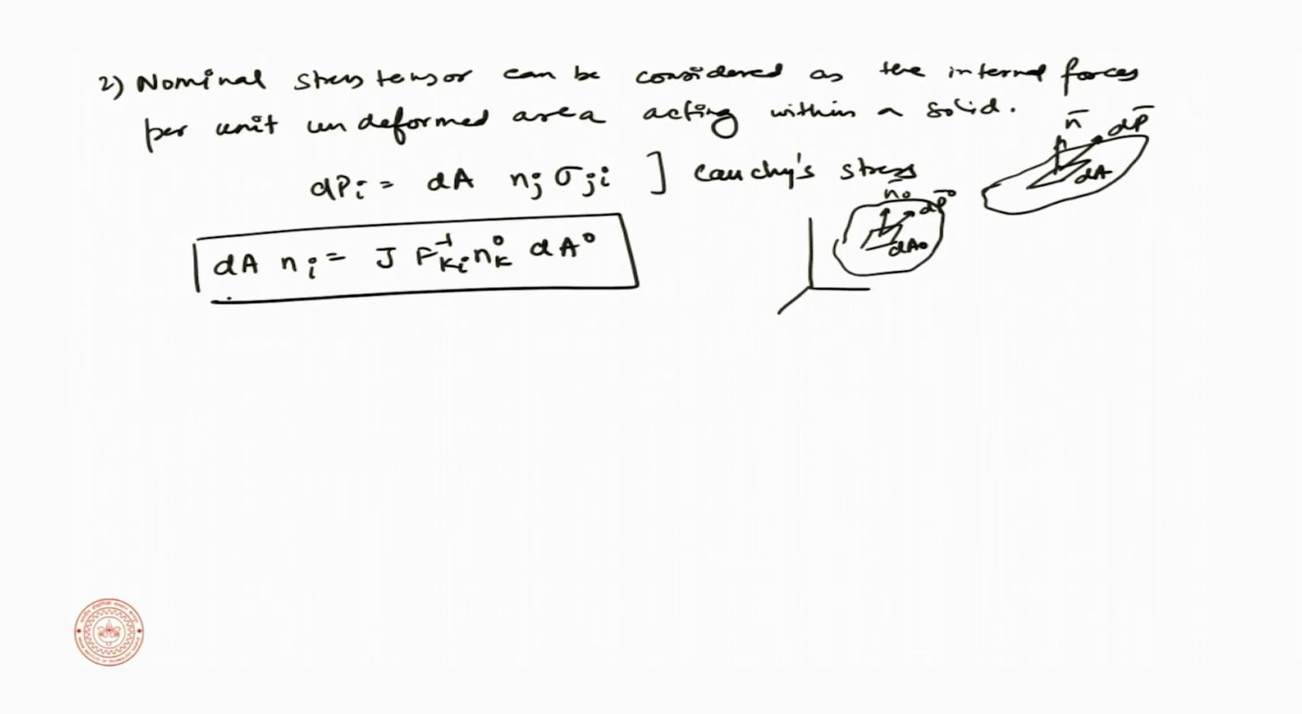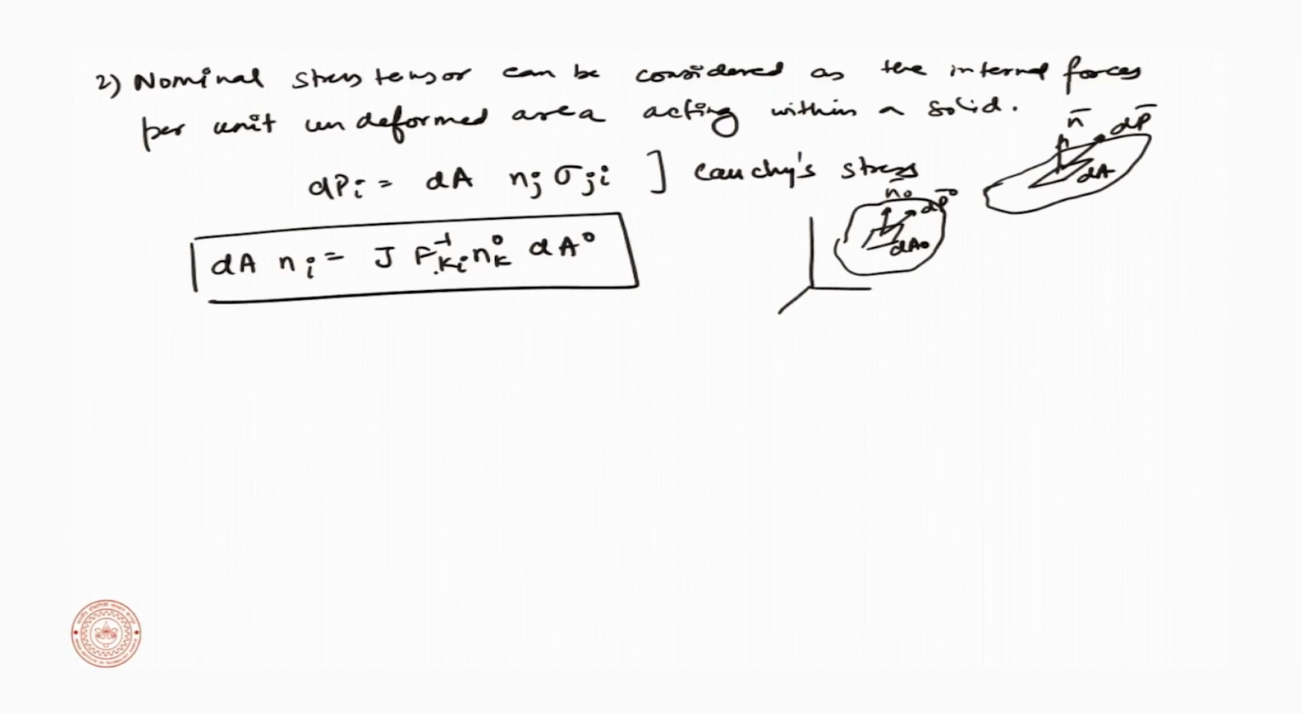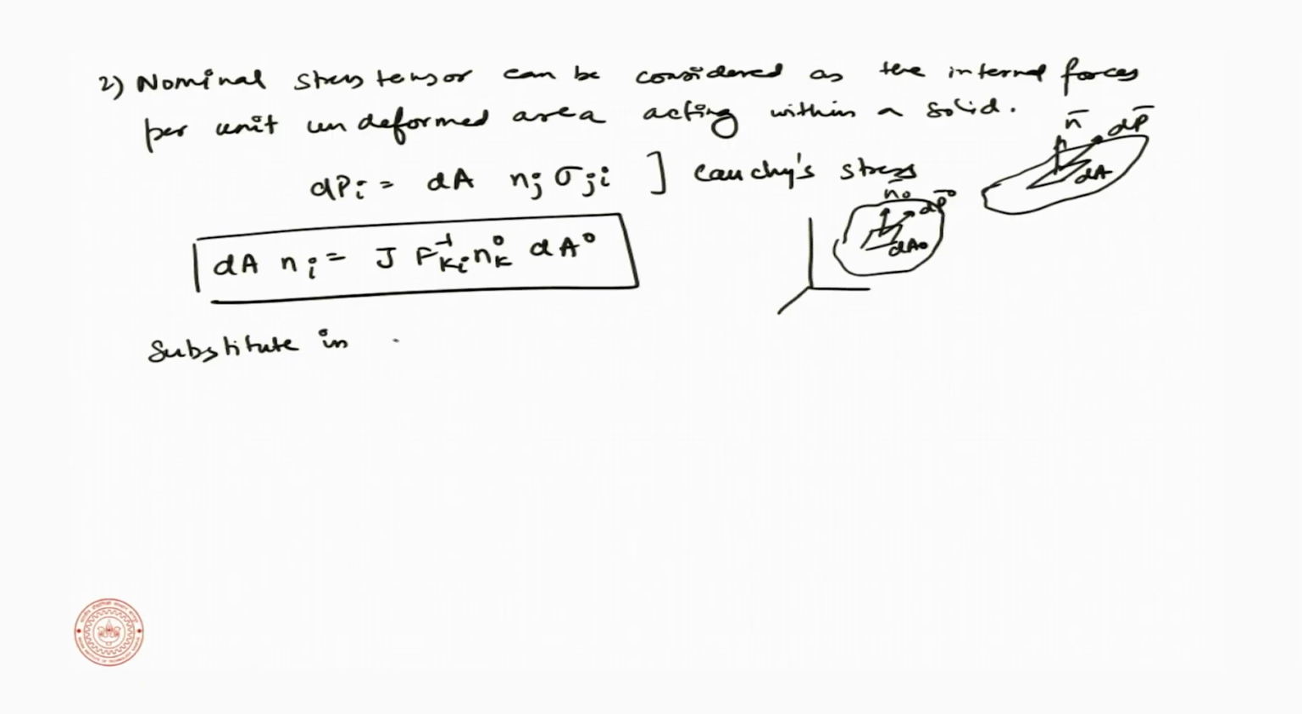So, that is how you can relate the deformed area to the undeformed area. ni is a normal component along the deformed direction, n naught is a normal component along the undeformed direction. dA and dA naught are the respective areas. So, we multiply it with J and F inverse of the displacement gradient. Okay, let us substitute this in our Cauchy stress.